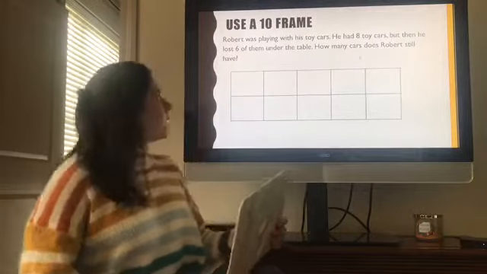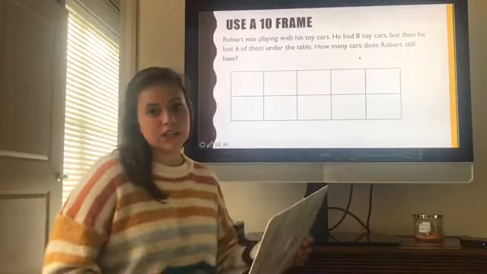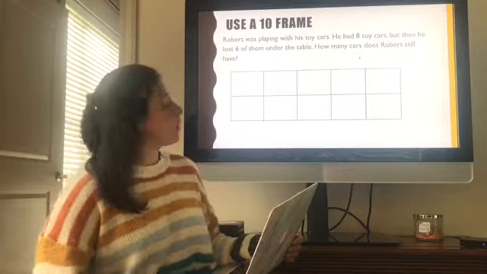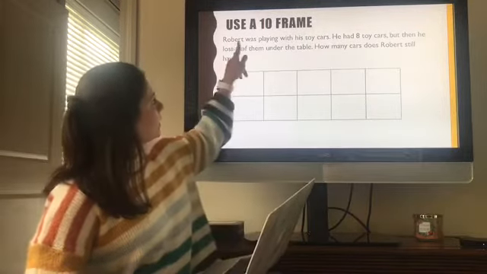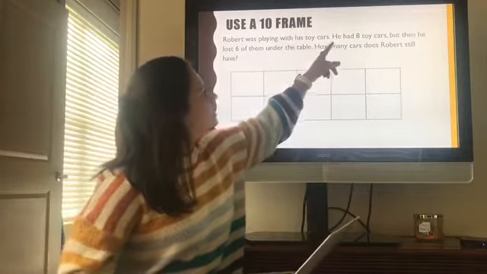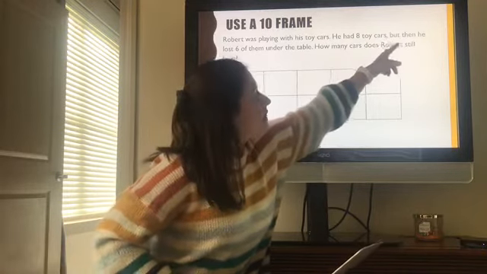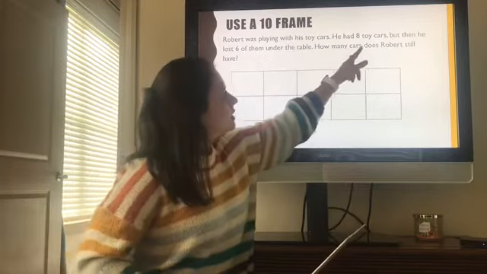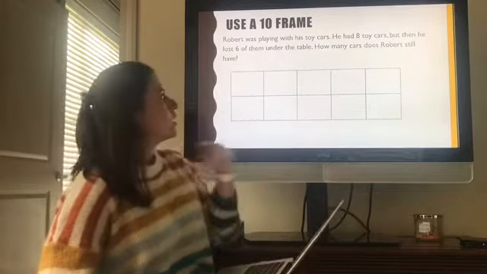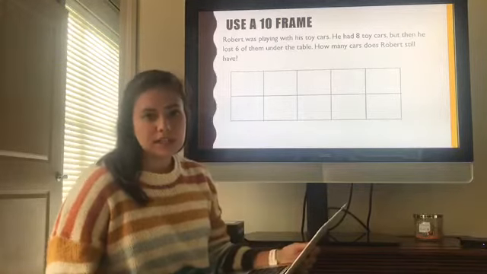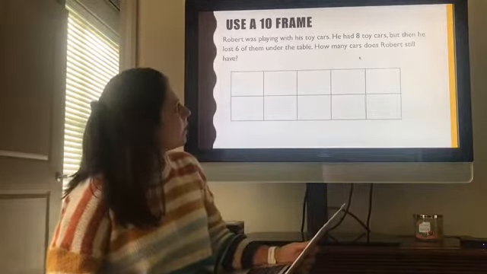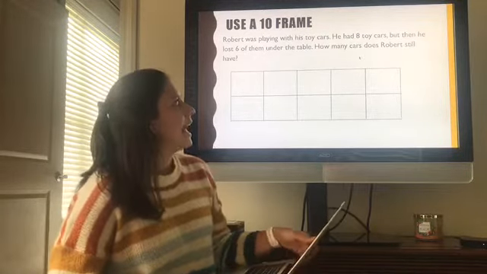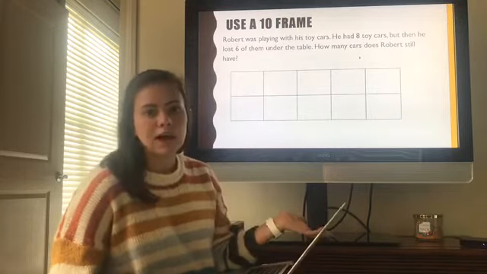Alright, so now we're going to talk about how we can use a 10 frame to solve an addition or subtraction problem. First I'm going to read the word problem, the whole thing. Robert was playing with his toy cars. He had 8 toy cars, but then he lost 6 of them under the table. How many cars does Robert still have? So we have to think about what the question is asking us, and it's asking how many cars does Robert still have.